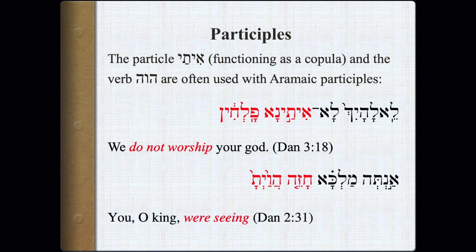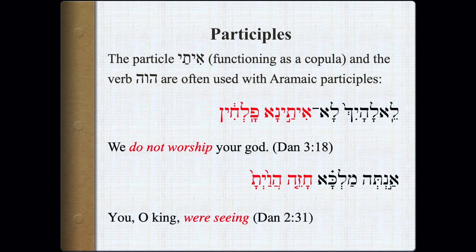The particle itai and the verb hava are often used together with Aramaic participles. So in the first example, we have the object first, okay, and then the predicate. And the predicate here is made up of itai with a suffix and a participle. We do not worship your God.